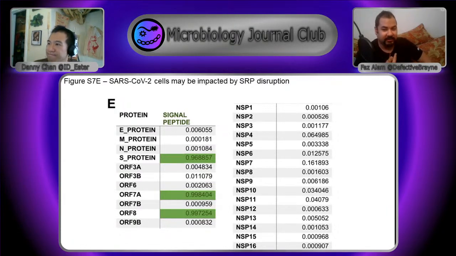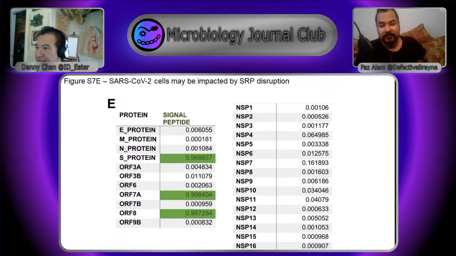So the question is, spike protein is probably the most important one, so where does that get trafficked to? They don't answer that question though, I don't think. I think they just throw it out there that there are these three proteins, S protein, ORF7A, and ORF8. Those all could be impacted by this.